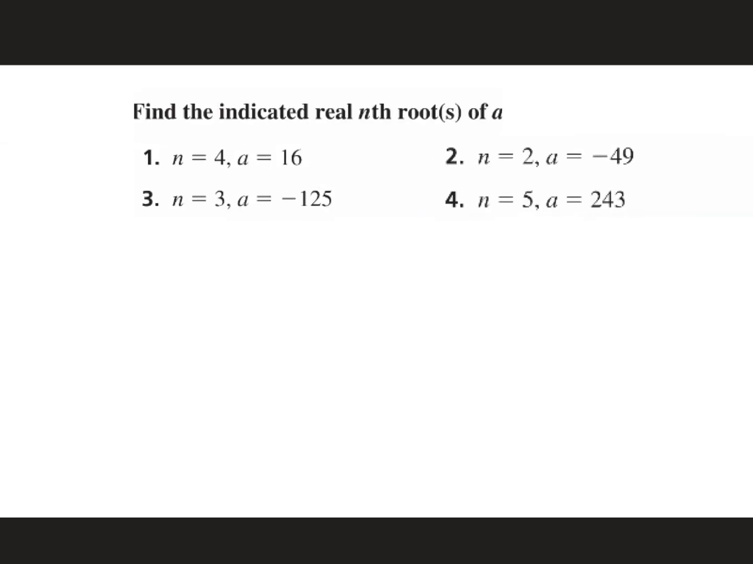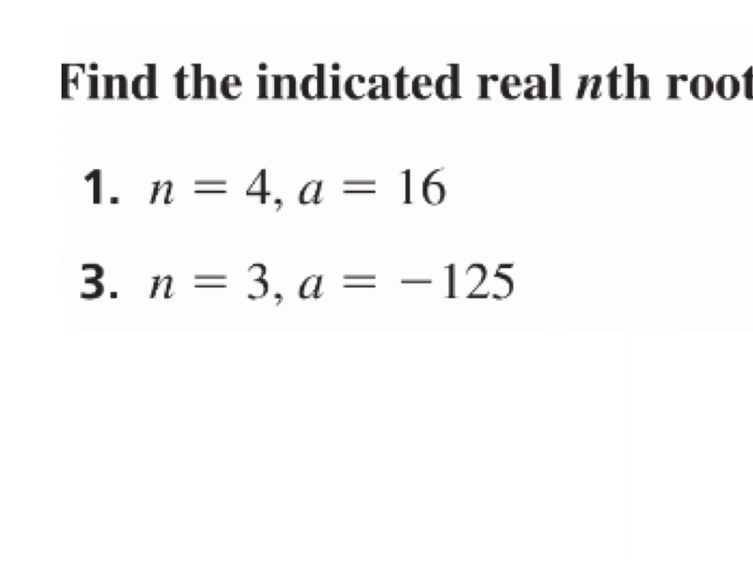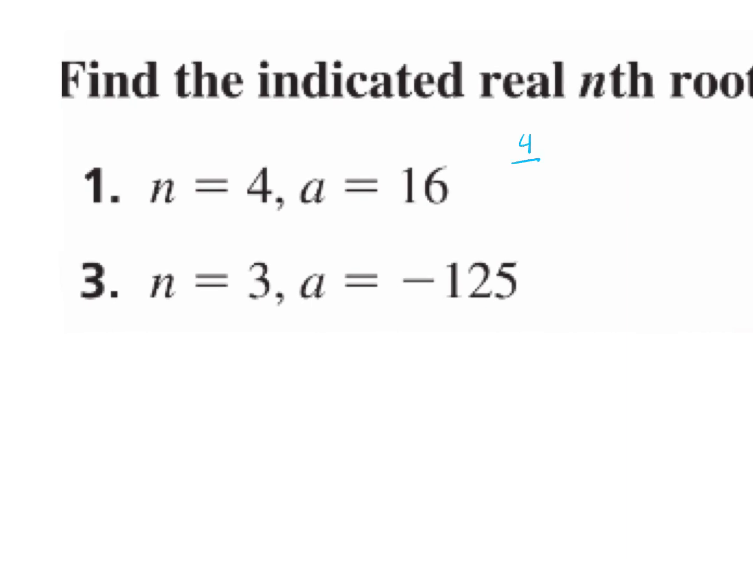All right, next page. Let's look at number one. So we're taking the fourth root of 16. So what are two factors of 16? Four and four. You could say eight and two. It doesn't matter which factors you start off with. You'll end up with the same. What are two factors of four? Two and two. How many of a kind am I circling? Four of a kind. So I have four twos. So what would my answer be? Two.